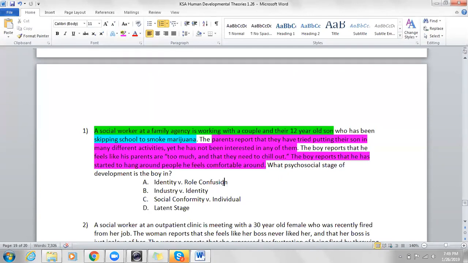So identity versus role confusion is 12 to 18. Industry versus inferiority is 6 to 12. Social conformity versus individual is not real. And then latent stage is Freudian theory. So the answer here is going to be A, identity versus role confusion, because he's trying to find his identity and his parents aren't too excited for him. So that is the answer there.